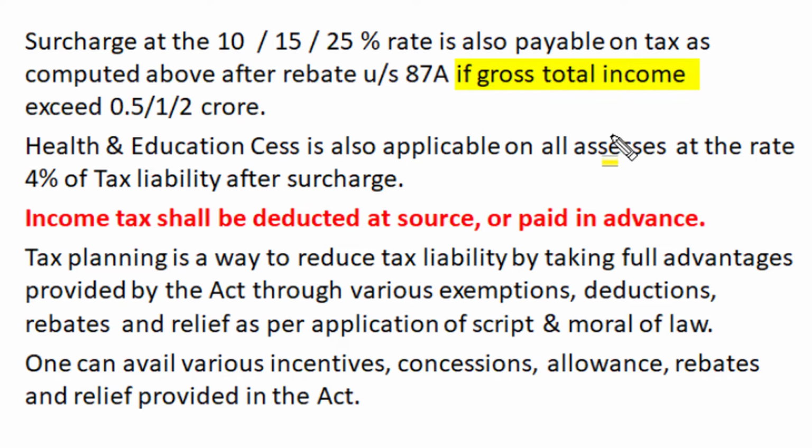If gross total income exceeds 50 lakhs, then a 10% surcharge would be charged on the payable tax, which is computed above and after rebate under Section 87A, and the same surcharge would become 15% and 25% if gross total income exceeds 1 crore or 2 crore. And on all tax payable, health and education cess is also applicable on all assessees whatsoever their income, and this cess is at the rate of 4% on tax liability after surcharge.